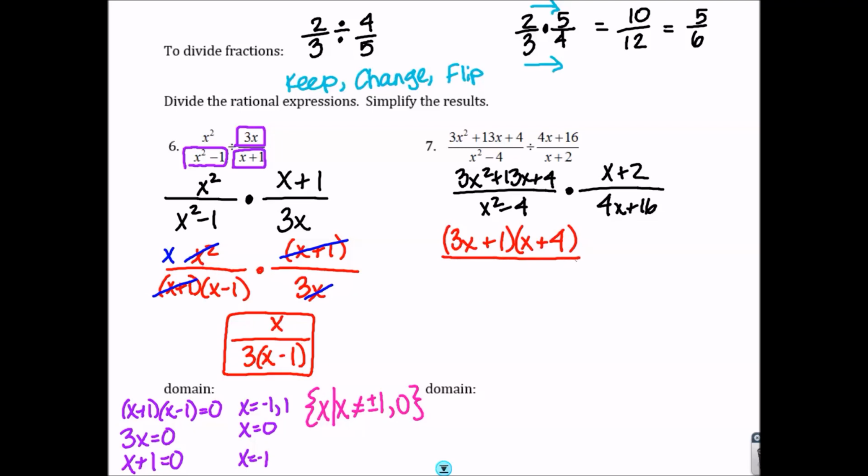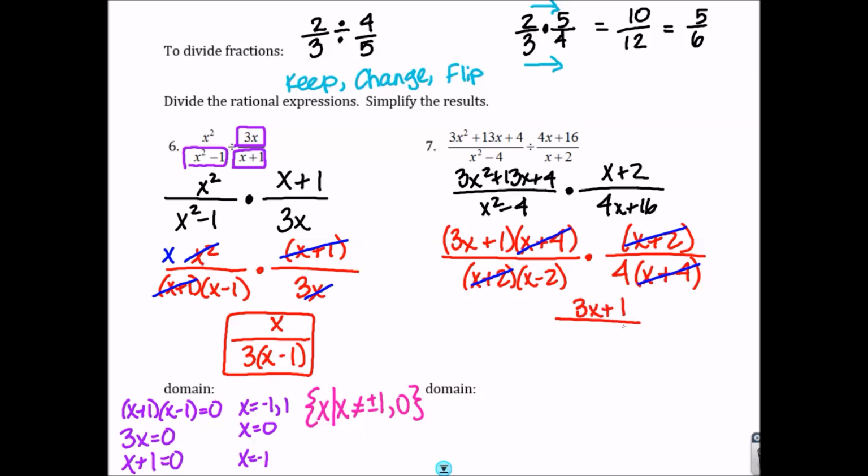To factor x squared minus 4, we have x plus 2 and x minus 2. X plus 2 cannot be factored, and you can only factor out a GCF from 4x plus 16. Then we need to cancel our like factors. The x plus 4's cancel, and the x plus 2's cancel. So we are left with 3x plus 1 over 4 times x minus 2.